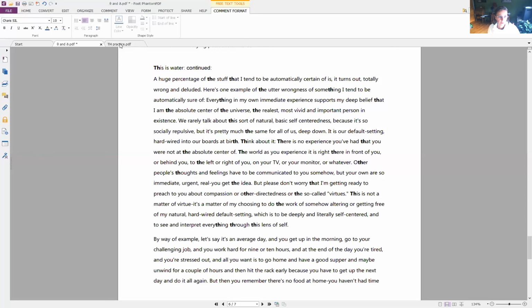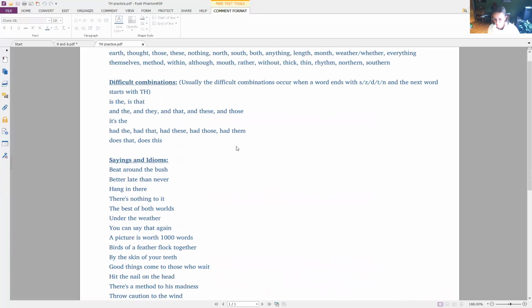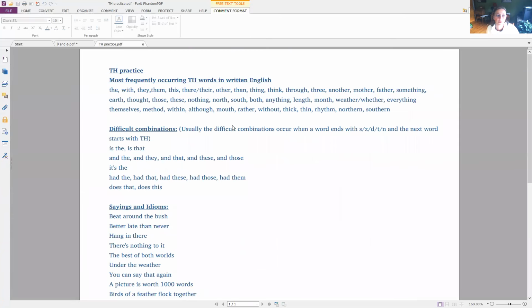I have another page here. I have no idea how long this is going to end up being. On the top of this page, you'll see the most frequently occurring TH words in written English. I have this list of the 1,000 most frequently occurring words in written English. It doesn't always translate well to spoken English, but I think this is still a good list. So you can use a list like this where the THs are kind of everywhere and make this your repeated list.